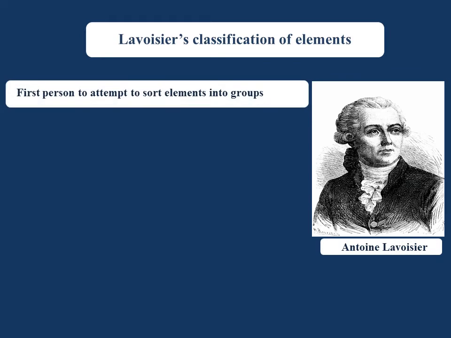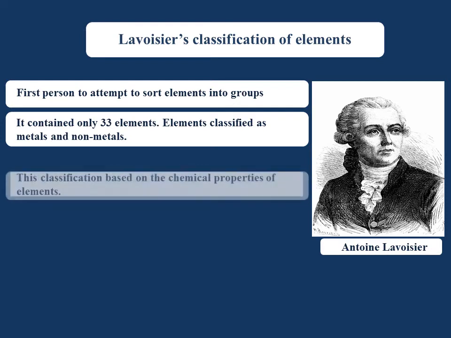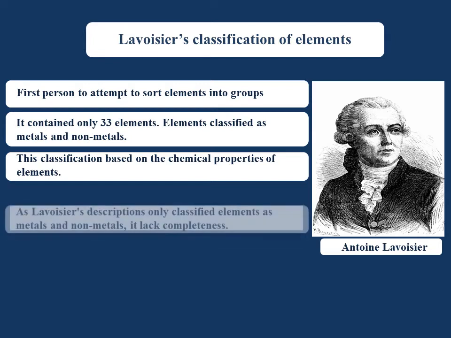Antoine Lavoisier was the first person to attempt to sort elements into groups. His classification contained only 33 elements classified as metals and nonmetals. This classification was based on the chemical properties of the elements. Chemical properties means how an element reacts with other elements and forms compounds.